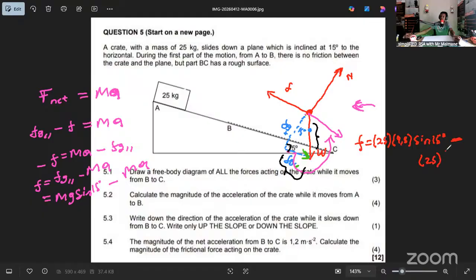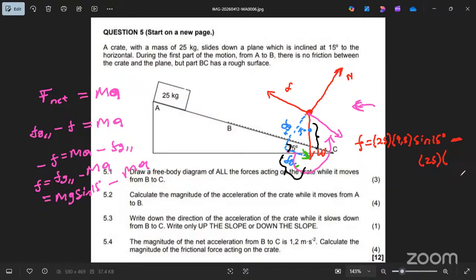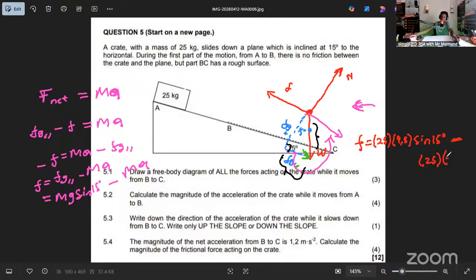And then what is the value of my acceleration? 1.2. But the direction in which it is acting matters. So you don't put it as 1.2, you put it as minus 1.2, because in the previous question we said it is acting upwards because it is decelerating. That's why that question was important. They put it there to remind you.